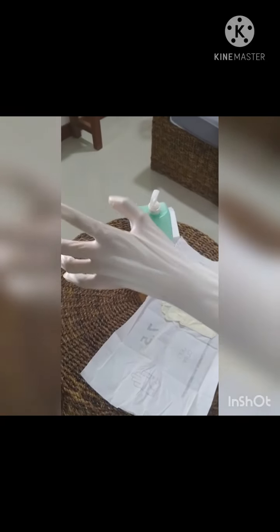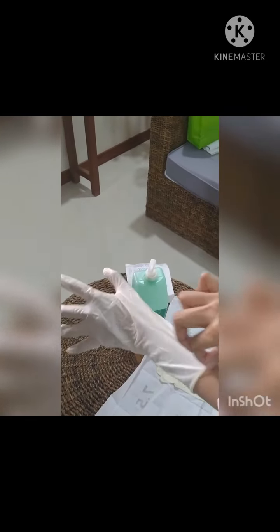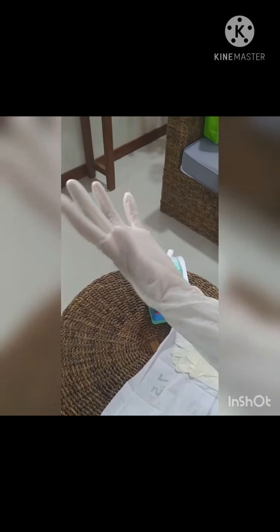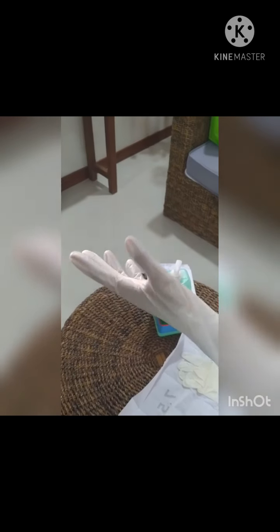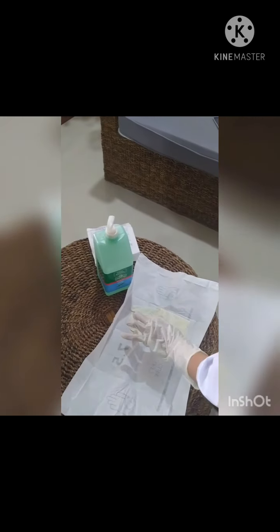Put the first glove on the dominant hand. Grab the inner surface of the glove for the dominant hand by lifting the folded cuff edge, using the first finger of the non-dominant hand. And after that, put the second glove onto your second hand.